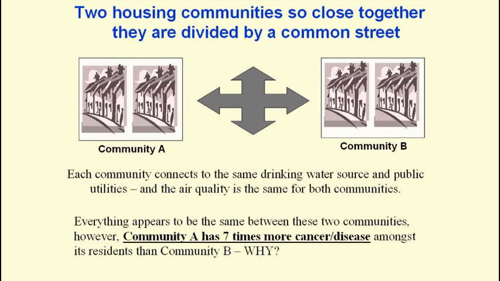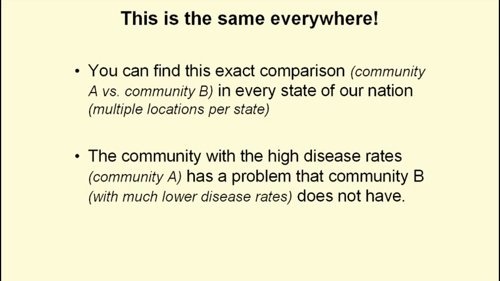So here's two housing communities that are so close together they're divided by a common street. Community A and Community B. They both share the same drinking water, public utilities, and they breathe the same air quality. Everything appears to be the same between these two communities. However, Community A has 7 times more cancer and disease amongst its residents than Community B. Well, why is that? This is the same everywhere. You can find this exact comparison, Community A versus Community B, in every state of our nation, in multiple locations.